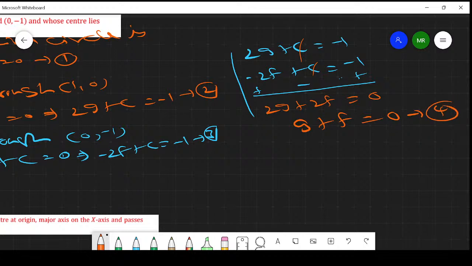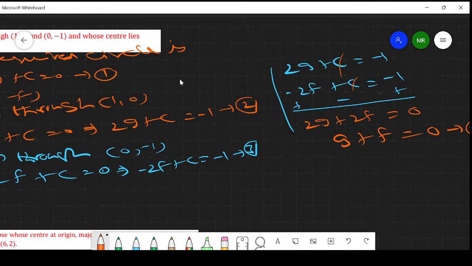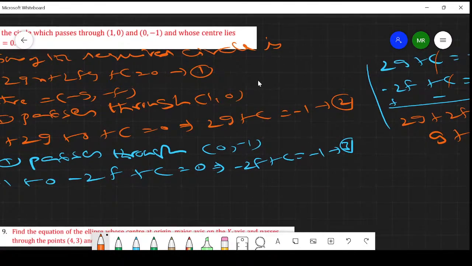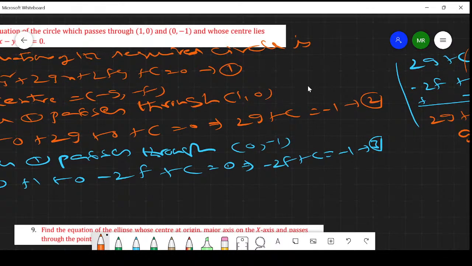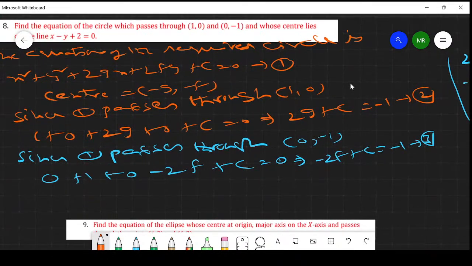But we know for the required circle, the center is minus g, minus f. I have taken this circle and written the center as minus g, minus f. They told us here that the center lies on the line x minus y plus 2 equal to 0.